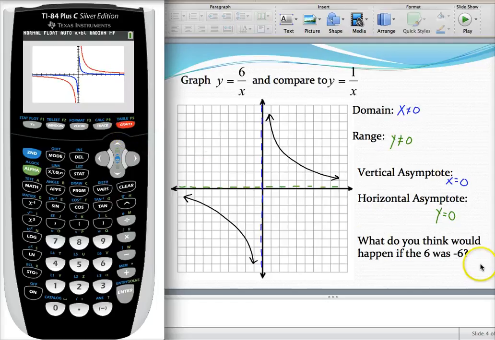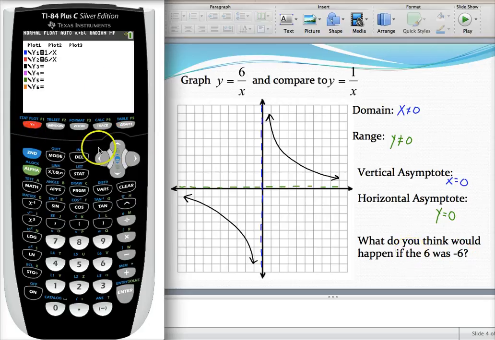There was one question that I also asked, and that was, what do you suppose would happen if the 6 was a negative 6 instead? And so while I get this typed in, maybe you want to make a guess. I'm going to delete the 1 over x, and you can see if you are right. I'm going to leave the 6 over x so we remember what that one looked like, and I'm going to graph negative 6 over x as well. So let's see what happens.